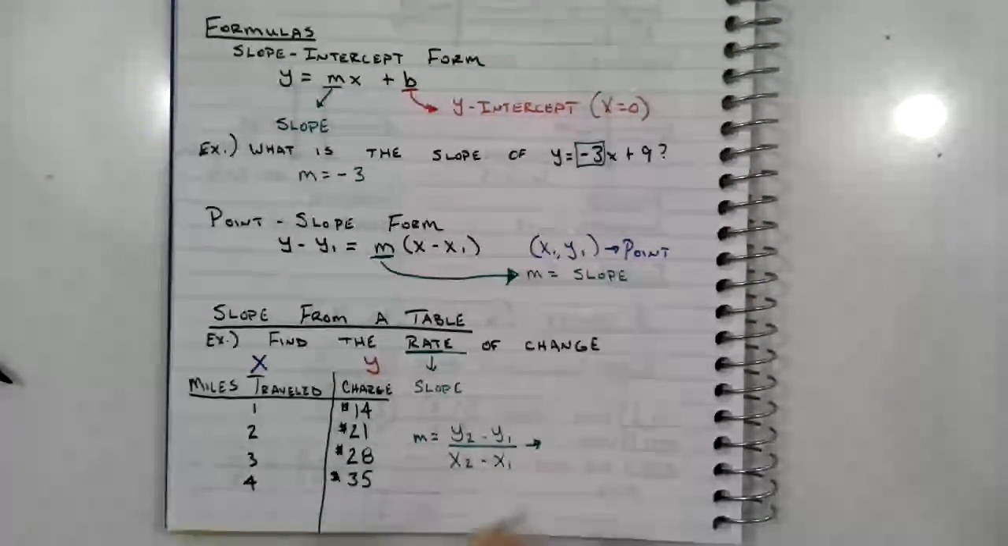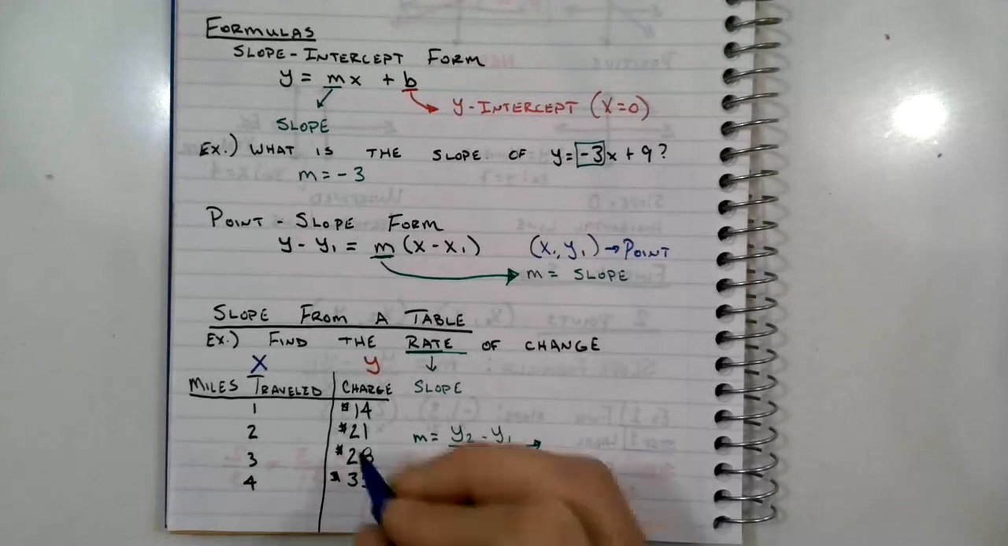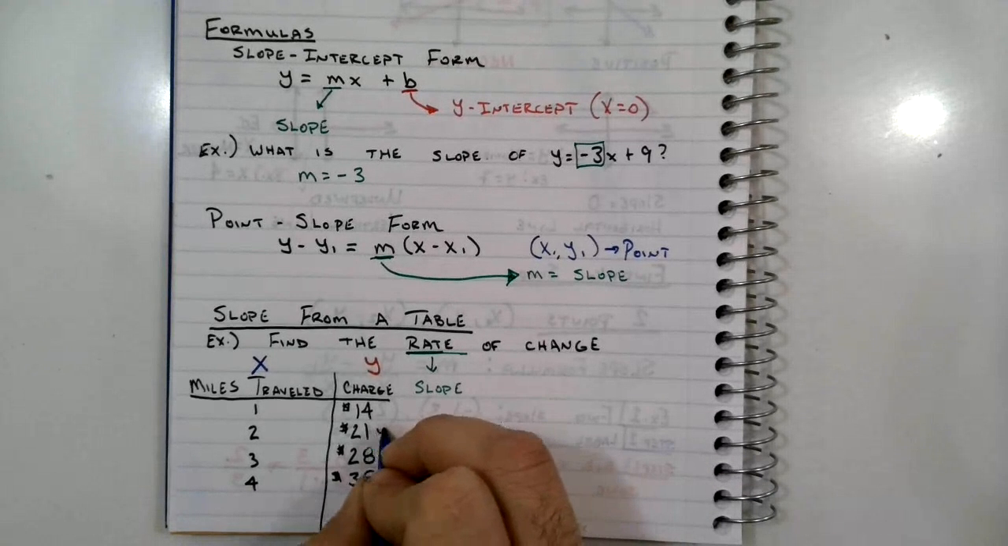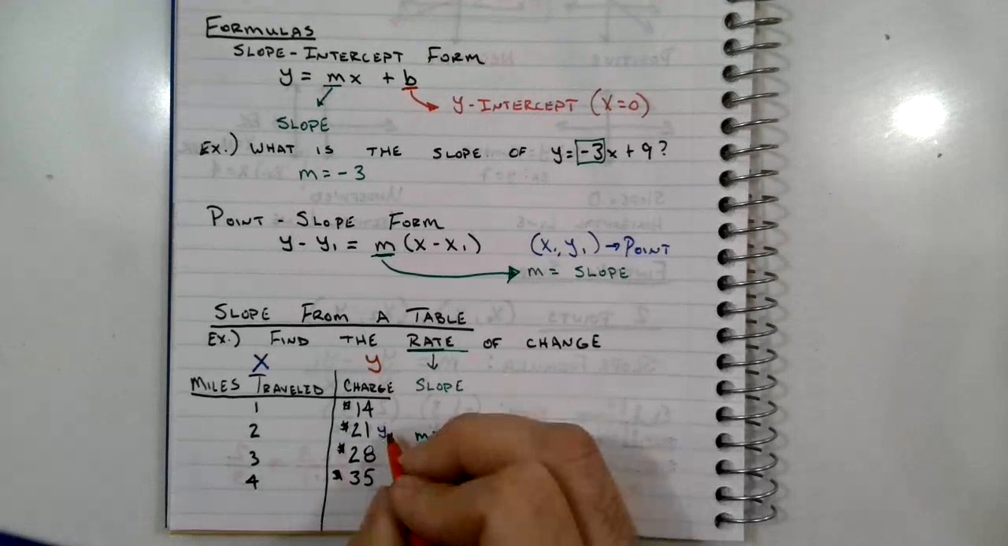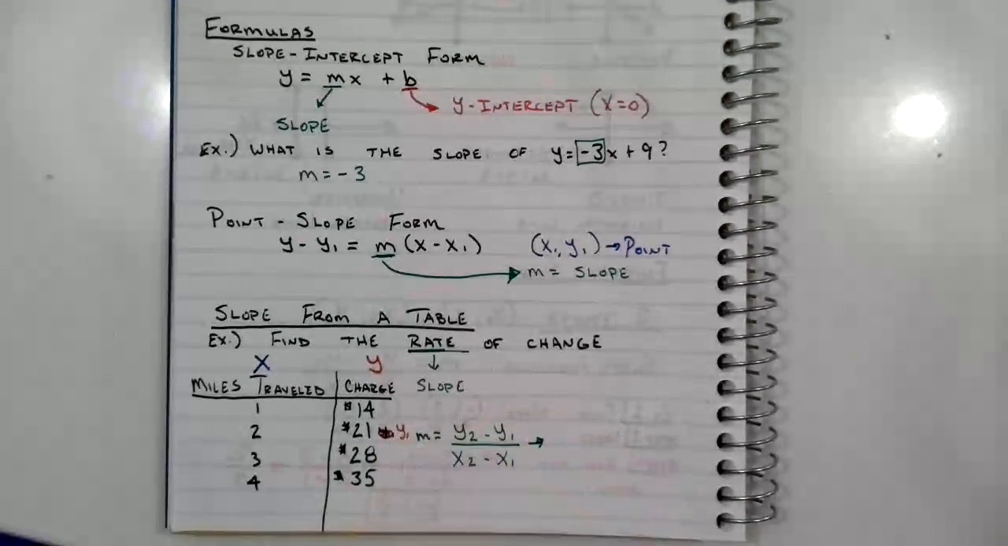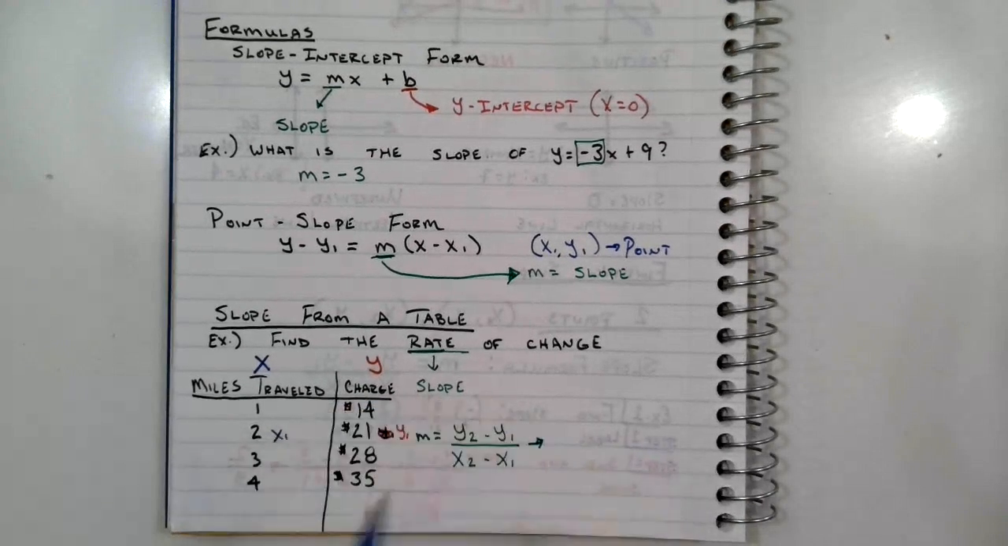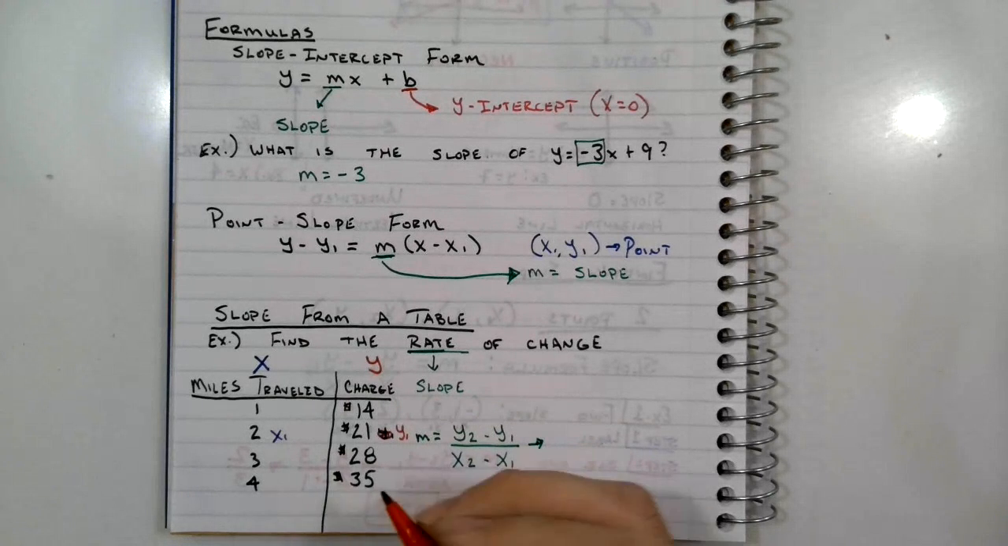Okay? I'll just choose here. Let's say that I want to choose this point. So maybe this is my Y1. I'm sorry, this is my Y1. So this will be my X1. And maybe I want to choose this bottom one.